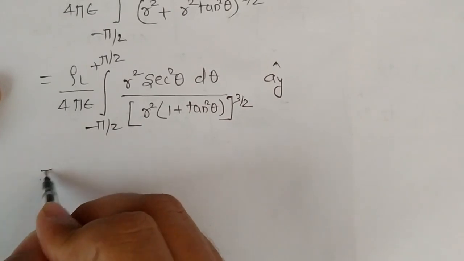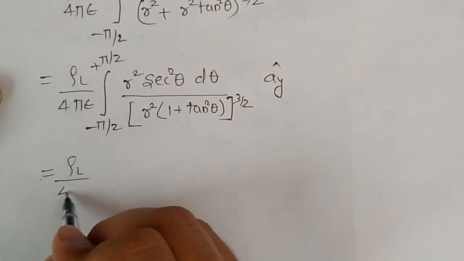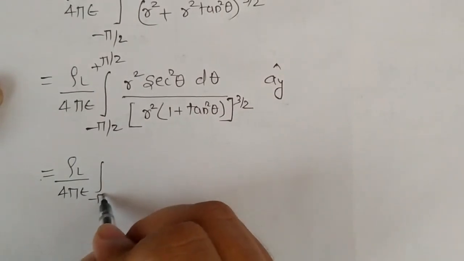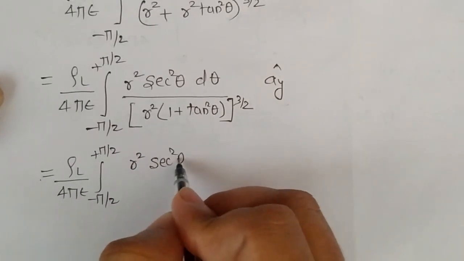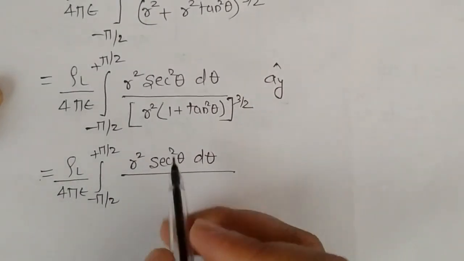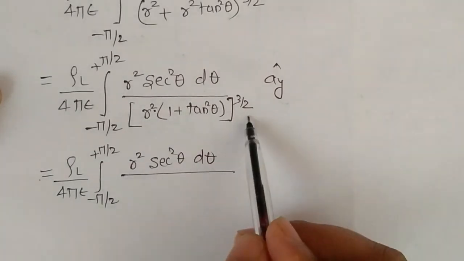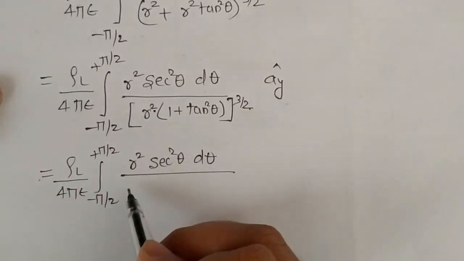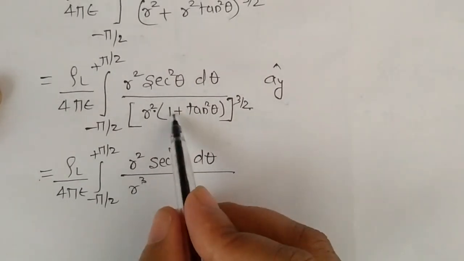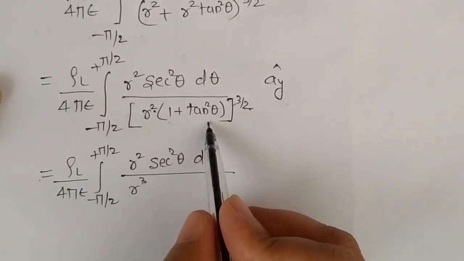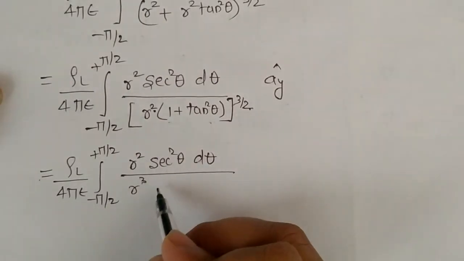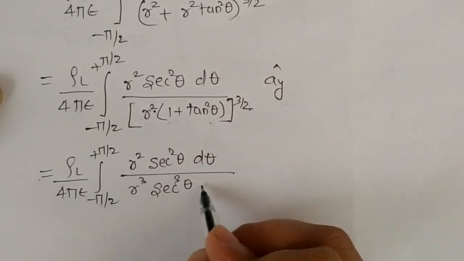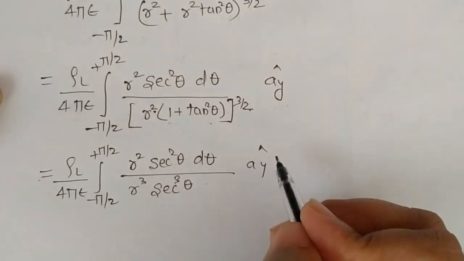Again, it comes out to be rho L upon 4 pi epsilon, integral from minus pi by 2 to plus pi by 2 of r square sec square theta d theta, divided by the below term. The square and the 1 by 2 will cancel each other, leaving behind r cube. Again 1 plus tan square theta is equal to sec square theta, and sec square theta and its square root will cancel each other, leaving behind sec cube theta into r cube.